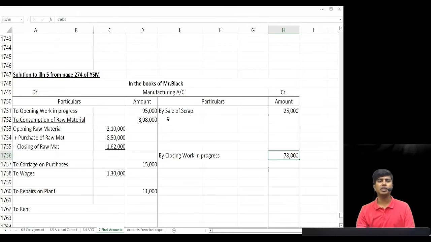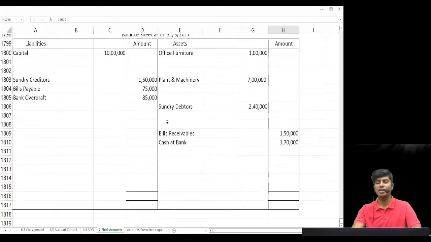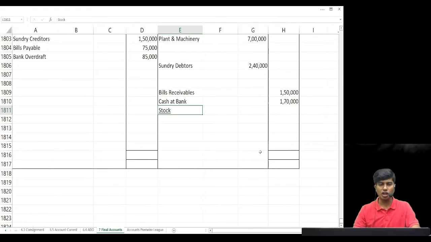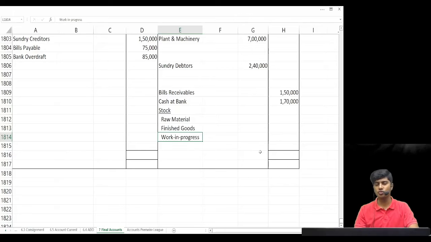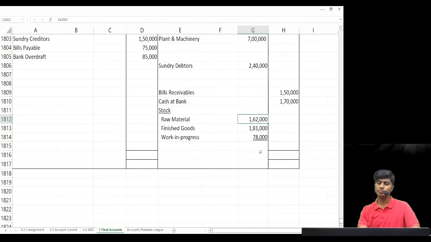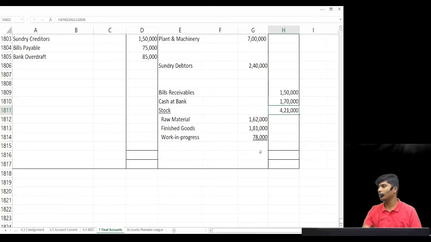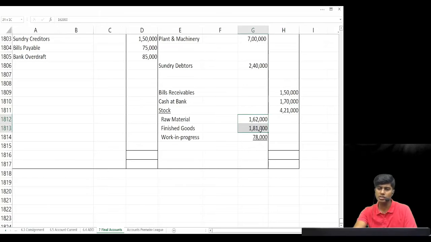We should write the debit aspect, that is asset aspect, that is financial position evaluation. What we wrote right till now is financial performance evaluation. All the three variants of stock will appear in the balance sheet as asset. I'll write here stock. How many variants? Raw material, work in progress, finished goods. How much raw material? 1,62,000, 1,81,000, 78,000. Together, 4,21,000.